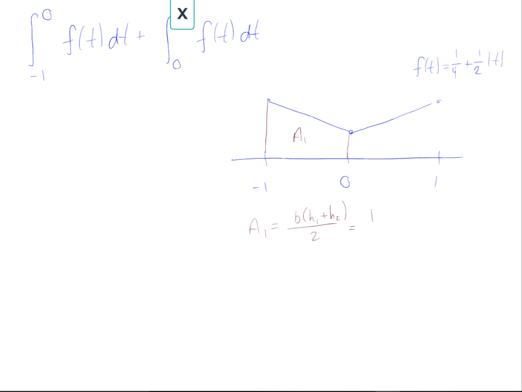The base of the trapezoid is 1. Its height on the left is 1/4 plus 1/2. That's 3/4. Its height on the right is 1/4. So this area is 1/2. Now let's look at the area on the right. X is some number between 0 and 1. And we want the area of this green trapezoid.